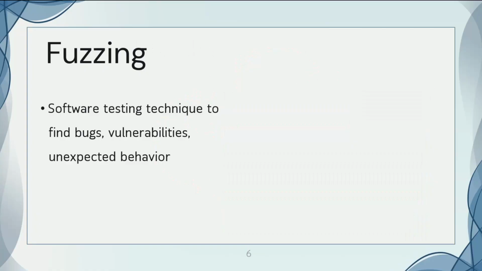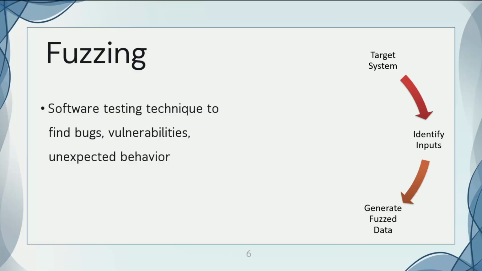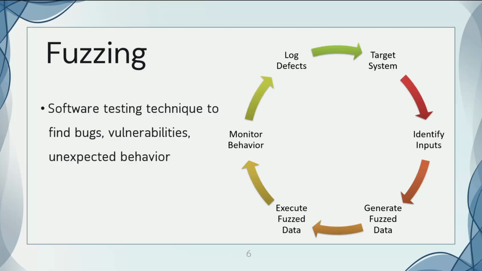Fuzzing is a software testing technique to find bugs, vulnerabilities, and unexpected behavior. So let's say you have a target system. We can take the example of a program that takes an input, does something with that input, and creates an output. So we have this target system, and then we identify inputs that it could take. We then generate fuzz data and execute the target with that data. And then we just try to see what the program does with it. Does it exit normally? Does it raise an exception? Whatever it does, we're trying to monitor that. And if there's any defect or any crash, we want to log that.